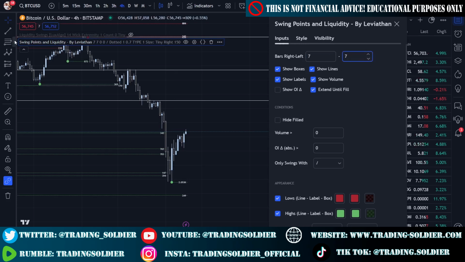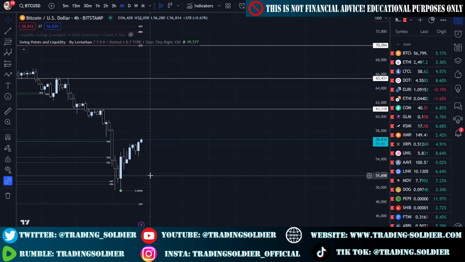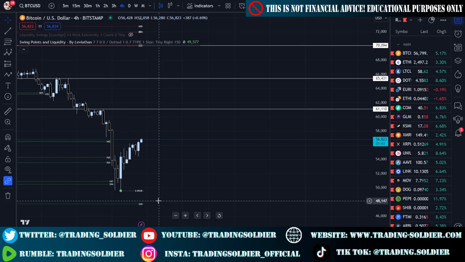With the swing points and liquidity by Leviathan Capital, you need to play with these settings, with the bars right and left, okay? And you see here that before, when we were at 10, you can see this swing point. Now I reduce it to 7 and I can see this swing point, this liquidity swing, okay? But if you know how to read price action, I did many videos on my channel explaining how to read price action, so I encourage you to go there and watch all the price action videos on my channel.